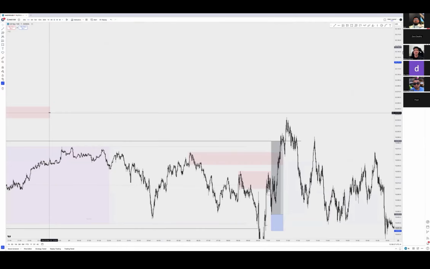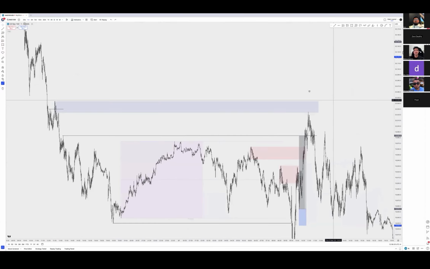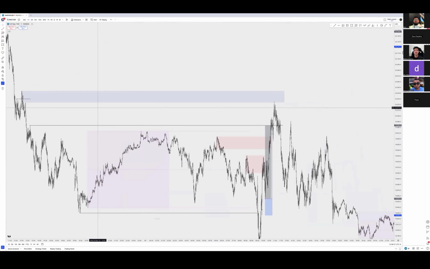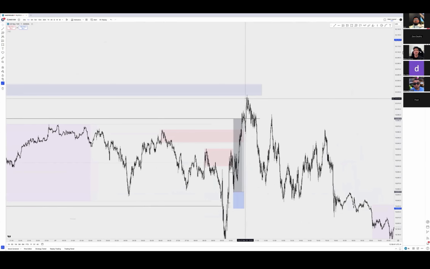I think 15M's clean. Yeah, let me just turn it blue because there you go. Came all the way for that. For these highs right here. Literally taps into that liquidity block and just dies.